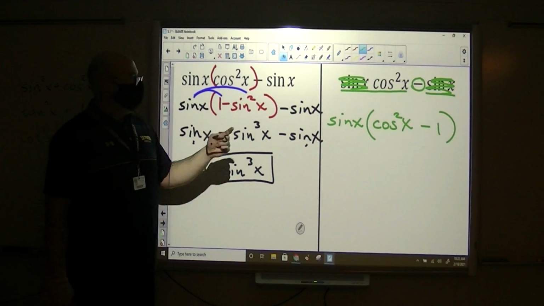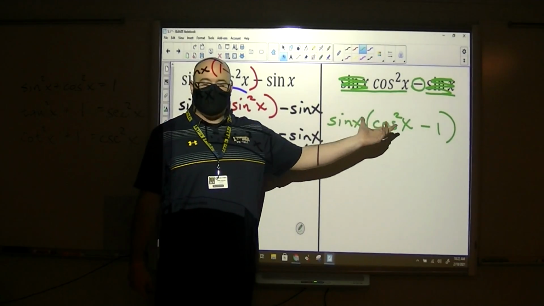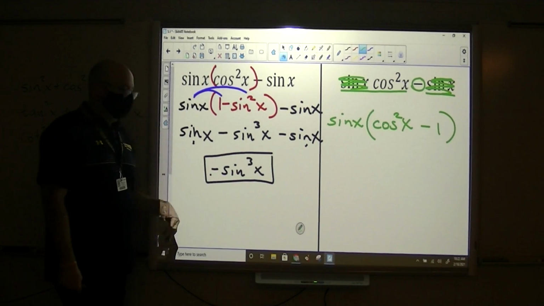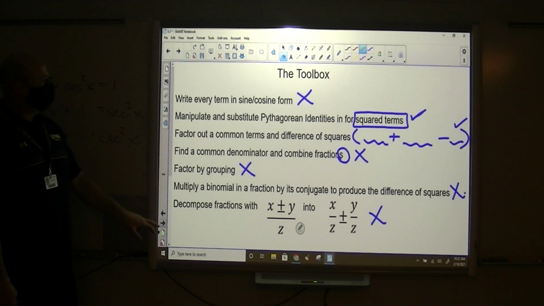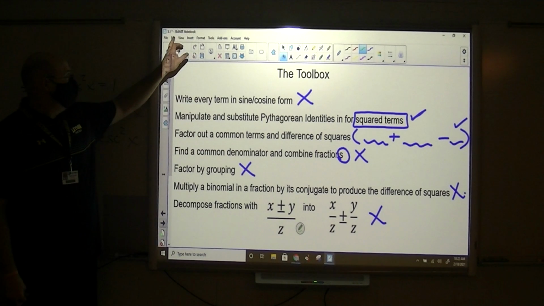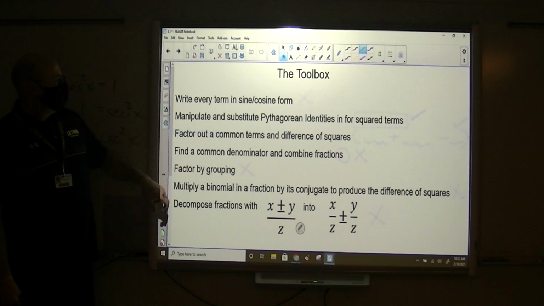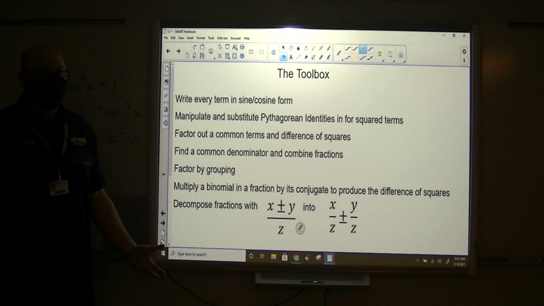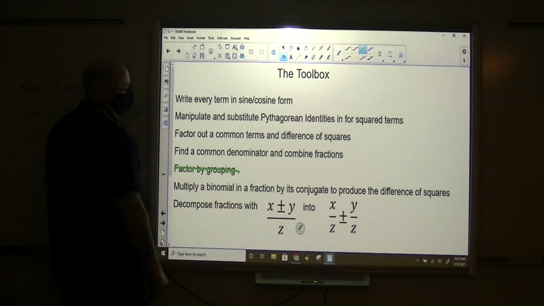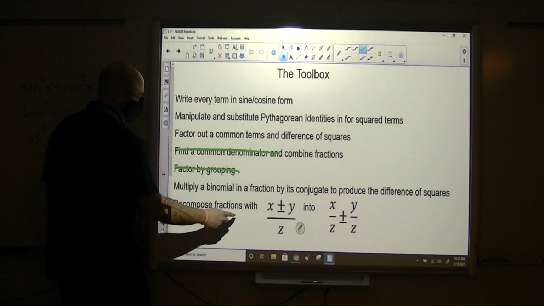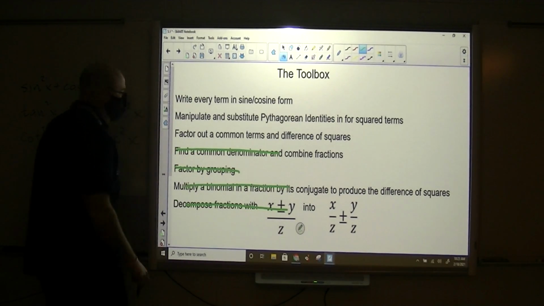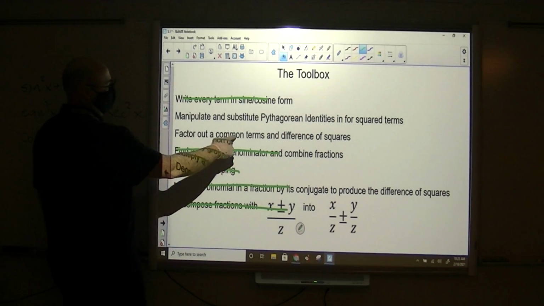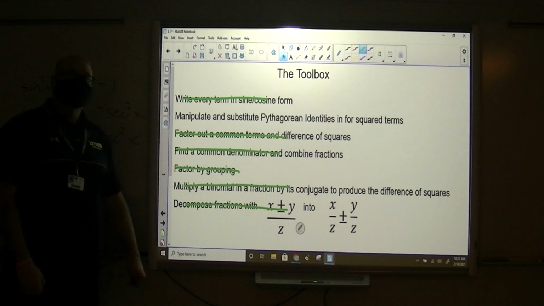Okay? So instead, if there's nothing that you can do to simplify, now we go back to the toolbox. Okay? Now, after we've used that first tool, we have to reset and go through this whole list all over again, right? Only not really, because we're not going to factor by grouping. We still don't have any fractions. Okay, we have everything in terms of sine and cosine. We literally just did this.